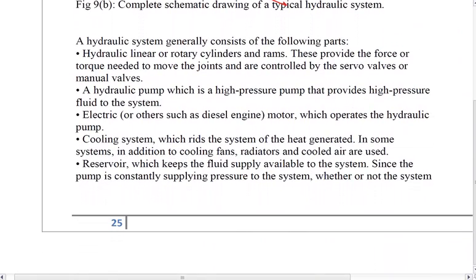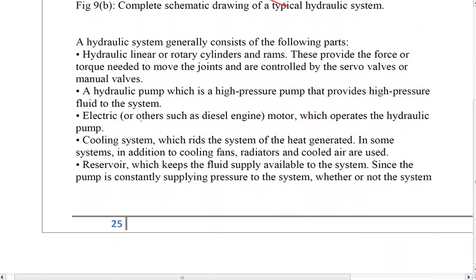Next, what are generally there? The hydraulic piston will be basically connected to a linear or a rotary cylinder. Then we will have a hydraulic pump, which is a high pressure pump that provides the high pressure fluid to the system. And what runs that pump is basically an electric motor. So when I say it's a hydraulic pump, the pump will have an electric motor which is basically turning inside to suck up the oil and push it through. So that you will understand now.